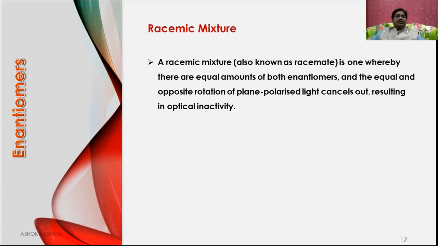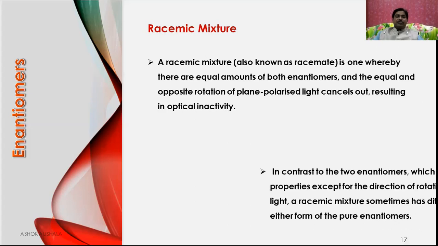Such a mixture is called a racemic mixture. In another way, you can say, what is a racemic mixture? It is equal quantity or equal percentage of two enantiomers of a compound, 50% dextrorotatory and 50% levorotatory. And that mixture is called a racemic mixture.